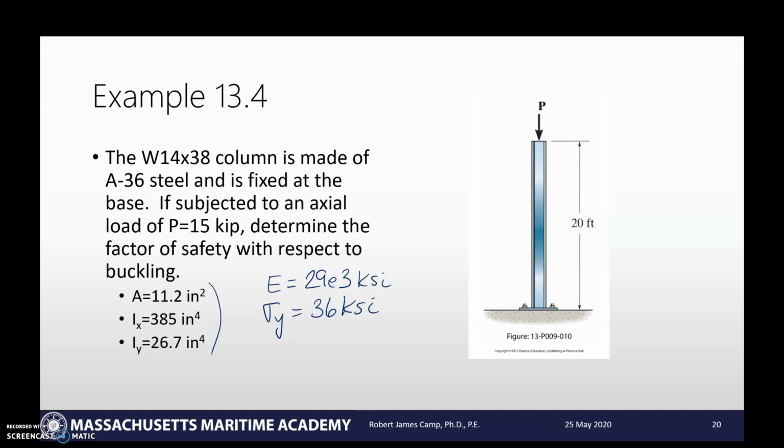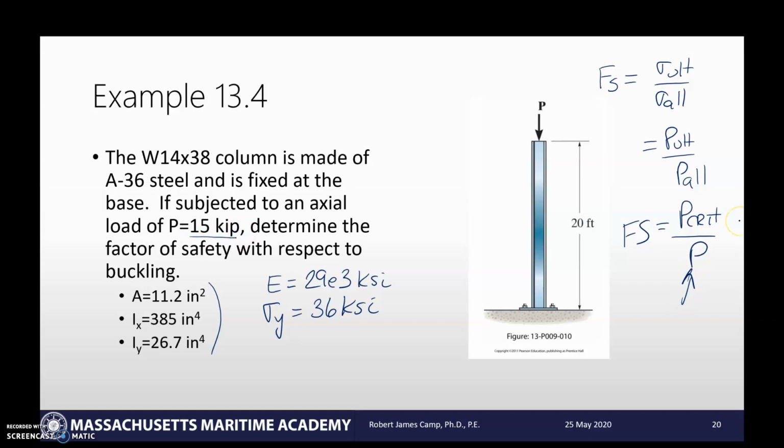Now, remember, factor of safety is something that we brought up before. Factor of safety is about the ultimate stress over the allowable, but that can apply to anything. We can look at the ultimate load versus the allowable load, or in this case, the critical load over the actual load itself. And so if I want to calculate the factor of safety, I know my load is 15 kip, and I'm going to calculate what my critical load is.